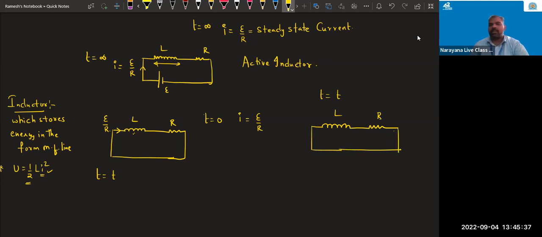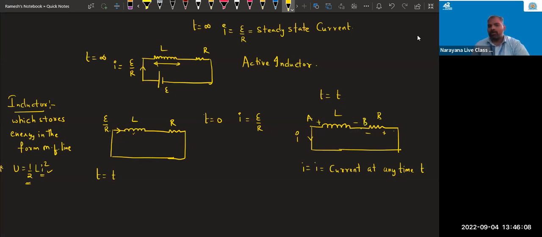The inductor is acting like a battery. How will current flow? From high potential to low potential. This I is nothing but the current at any time t seconds. I'll assume this is A to B, then this is B to A.